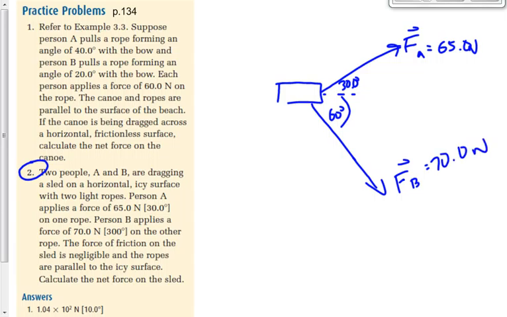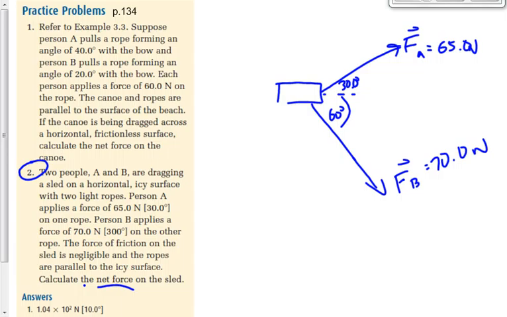There is no force of friction. They say it's negligible. We want to find the net force on the sled. So the net force is due to these two forces. We've got to add these up. But it's not as simple as saying 65 plus 70 is equal to 135. We have to add them up in x and y components. Before we do that, we've got to figure out what the x and y components of each of these are.